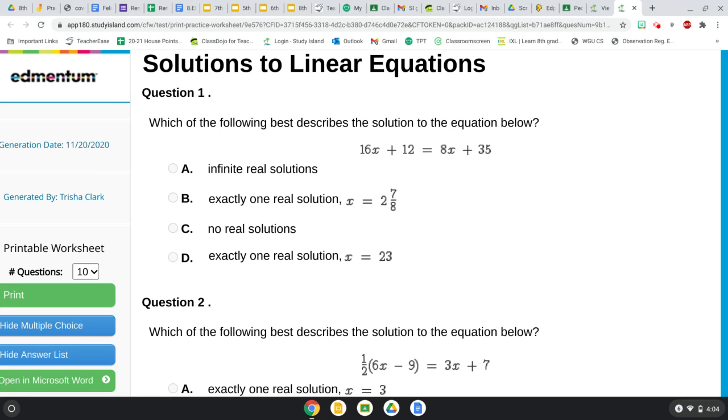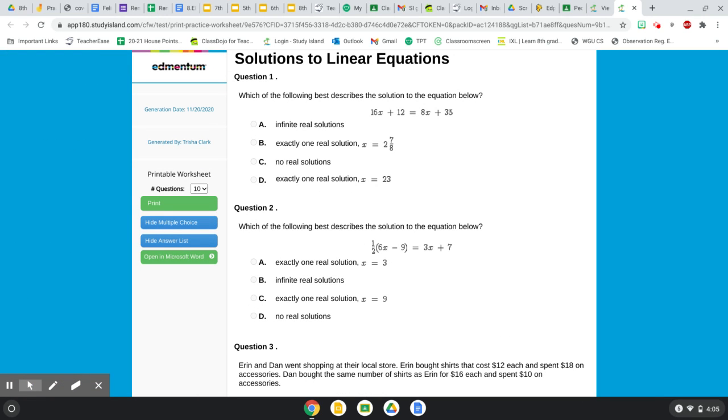All right, guys. I want to go through the Study Island topic that you are working on for today. It's called Solutions to Linear Equations. Just a heads up, you do have a classwork grade on this topic tomorrow. So make sure that you are asking all the questions that you have for today, so you're good to go tomorrow, okay?